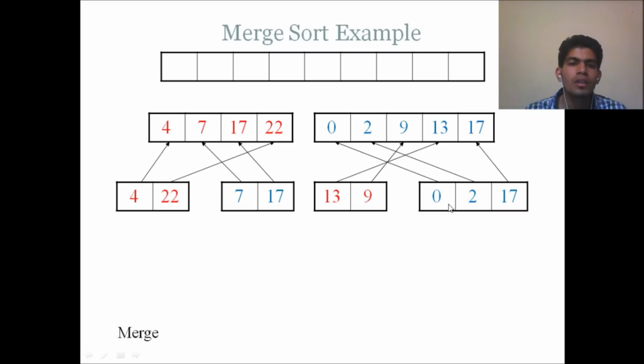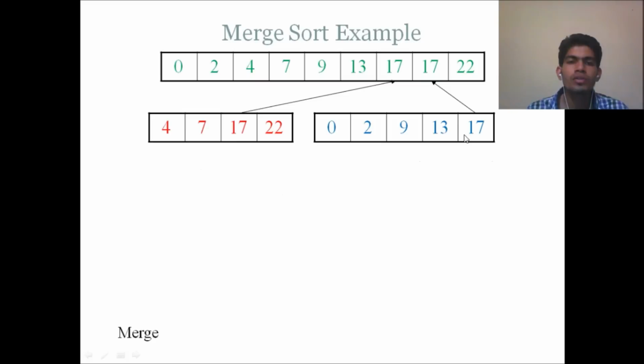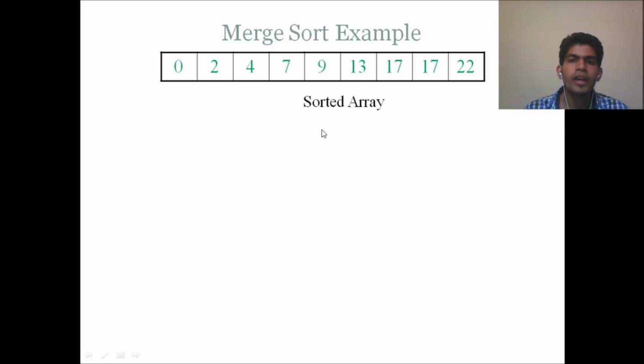We can merge at the further level to get 4 and 22 merged with 7 and 17 to get this array, 13 and 9 merged with this 0, 2 and 17 to get this array, and after this we merge at another level to get the main sorted array. Now we get the sorted array, that is 0, 2, 4, 7, 9, 13, 17, 17 and 22.